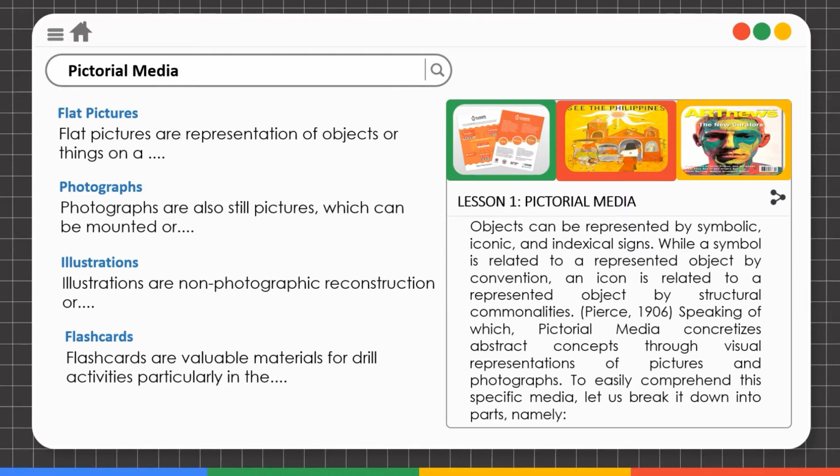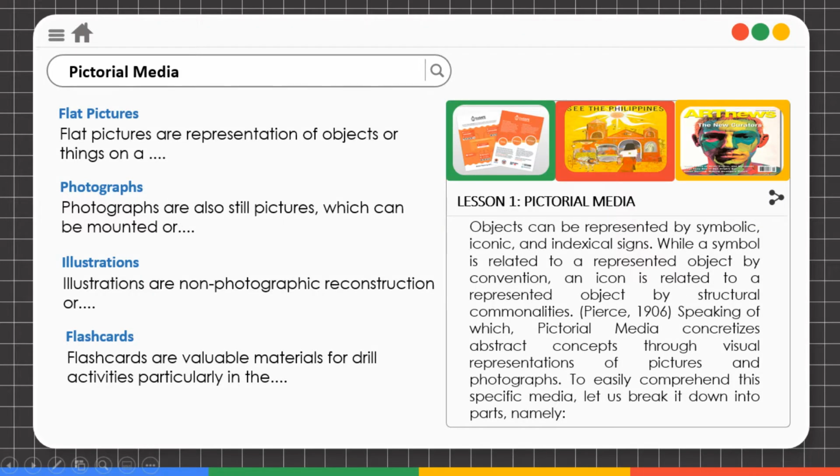In short, ang pictorial media, from the word itself, pictorial, pictures, mga larawan, mga iba't ibang klase ng larawan na madalas ginagamit ng guro sa pagtuturo. Ang mga ito ay maaaring magturo, magbigay ng ideya o kaalaman sa mga mag-aaral sa iba't ibang real-world situations na makikita sa mga larawan. Pictorial media are further divided into four. These are flat pictures, photographs, illustration, and flashcards.